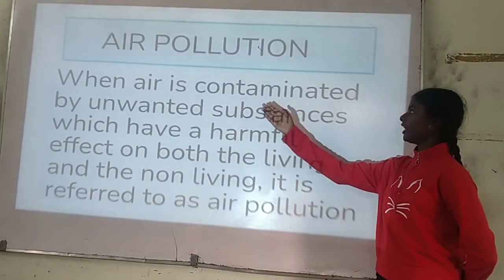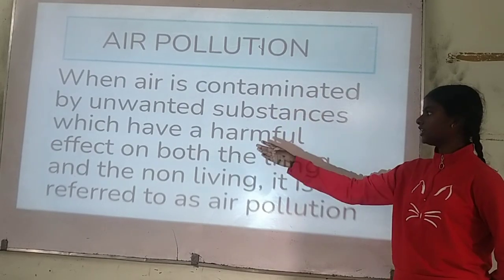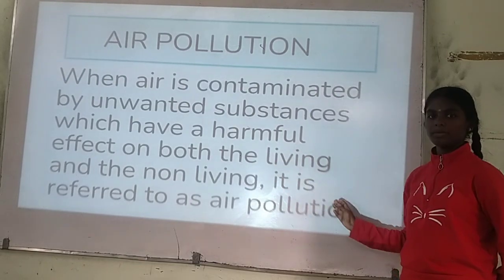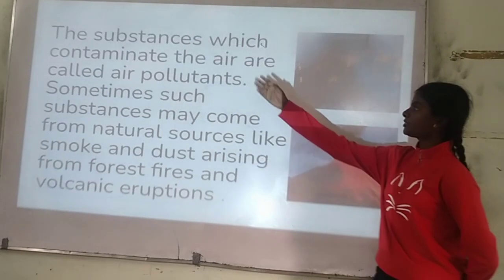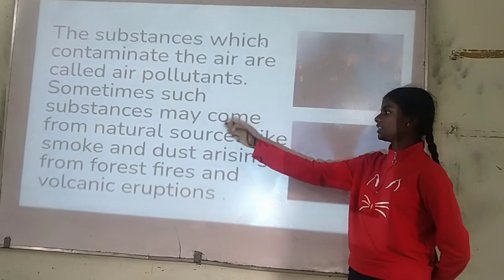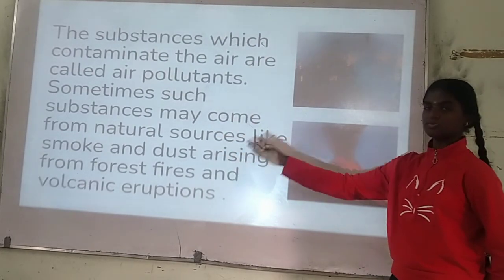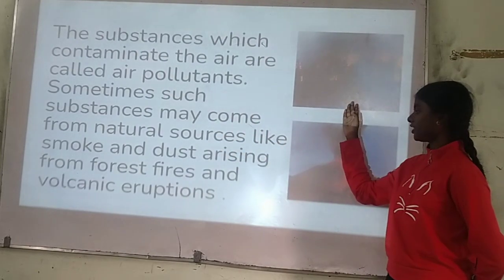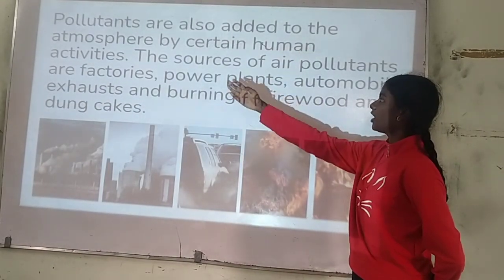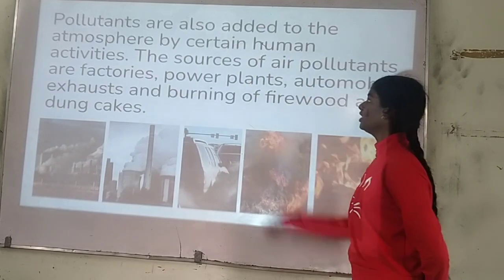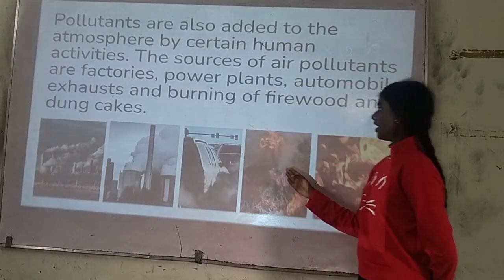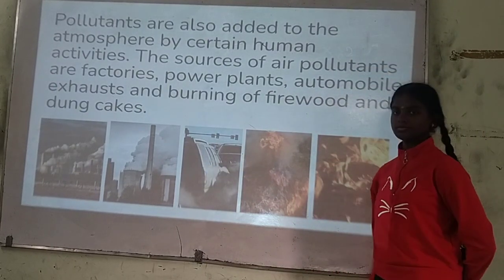Air pollution. When air is contaminated by unwanted substances which have a harmful effect on both the living and the non-living, it is referred to as air pollution. The substances which contaminate the air are called air pollutants. Sometimes such substances may come from natural sources like smoke and dust arising from forest fires and volcanic eruptions. Pollutants are also added to the atmosphere by certain human activities. The sources of air pollution are factories, power plants, automobile exhausts, and burning of firewood and dung cakes.